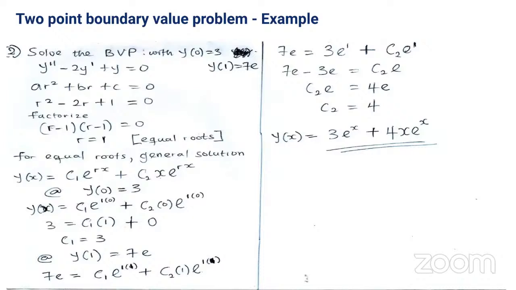From the first initial condition, y at 0 equals 3, we put that into the equation and we have that c1 equals 3. Also, we look at the second condition where y at 1 equals 7e. We do that, 7e equals that equation, and we get our c2 from there to be 4. So we can rewrite the general solution for this differential equation, which is also a unique solution, as 3e raised to the power x plus 4x e raised to the power x.